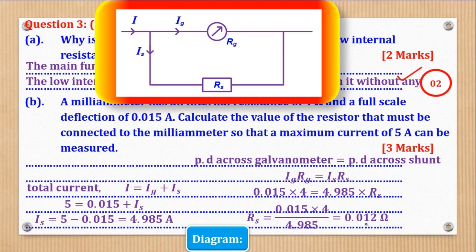Now let's see how much can be awarded. So have a mark for substitution and have a mark for you to get the current through the shunt. Have a mark for you equating the PDs, have a mark for substitution, and a full mark for you to get the resistance which was required. So basically that's how the 3 marks could come about.